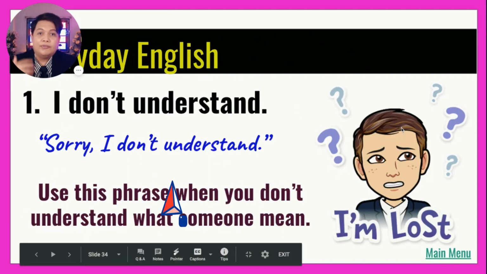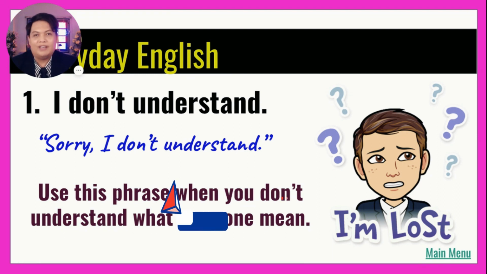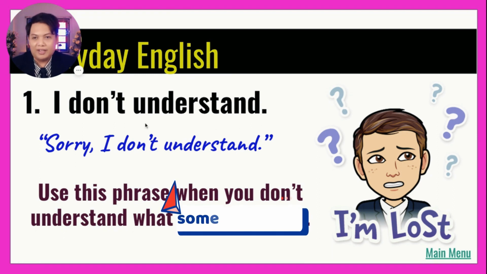Now, first on the list in our everyday English is the sentence, I don't understand. Come on, say it with me again. I don't understand. Use this phrase when you don't understand what someone means. You can start by saying, sorry, I don't understand. Again, say it with me. Sorry, I don't understand. Very good.